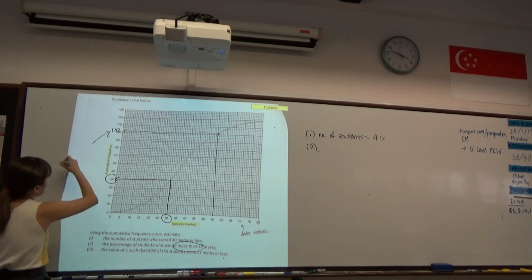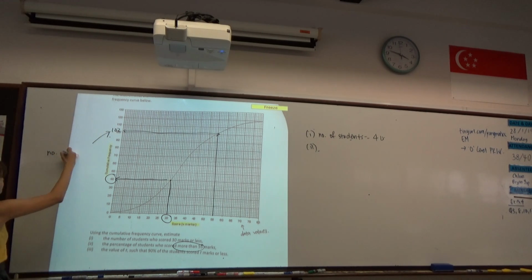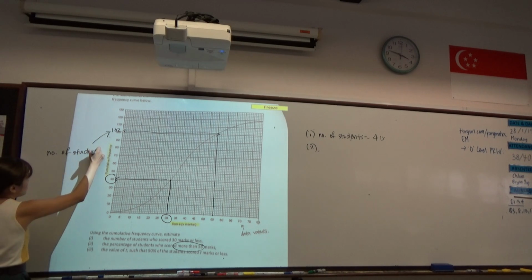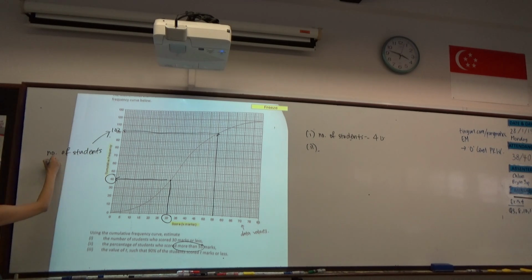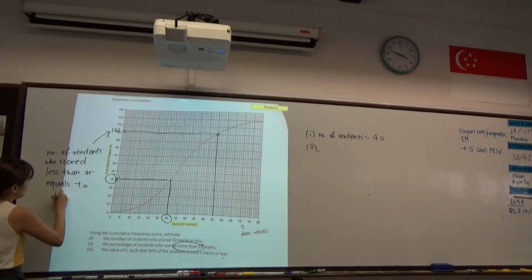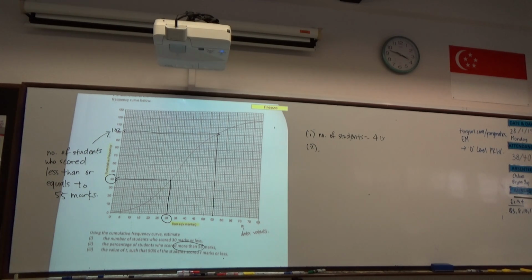Here refers to the number of students who scored less than or equals to this. Yes. Okay, less than or equals to 55 marks.